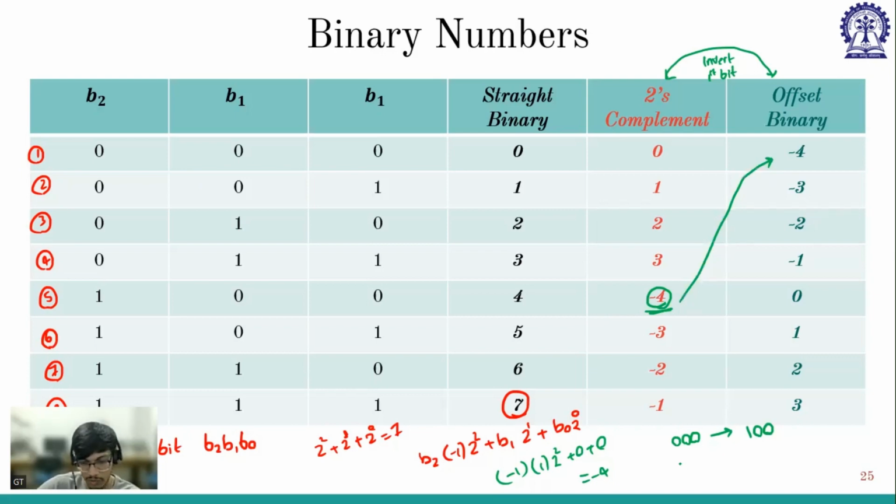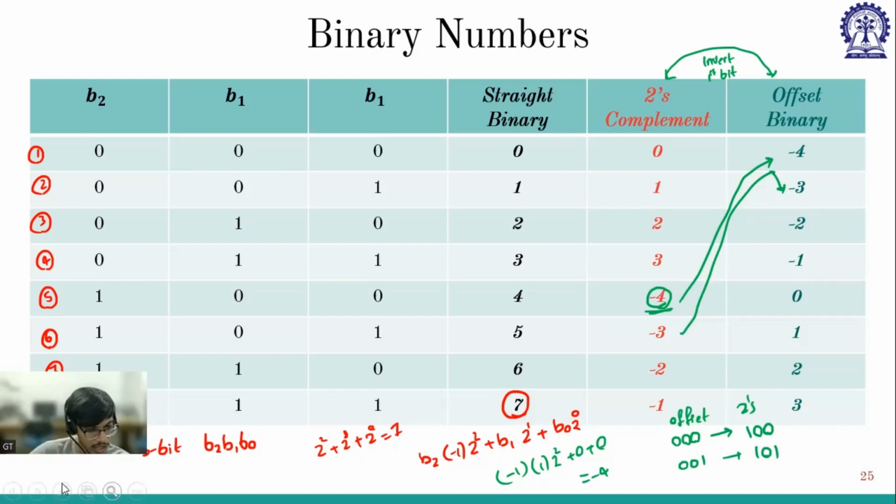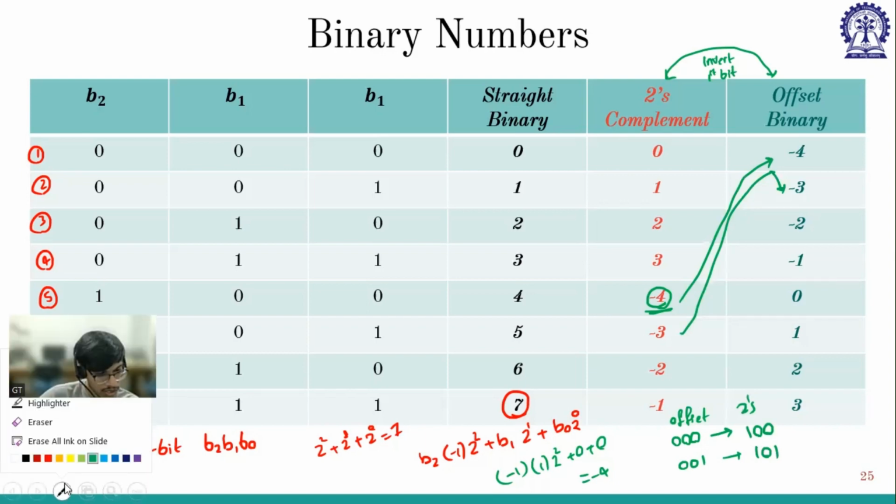And 0, 0, 1. So this is offset binary, and this is 2's complement. So in offset binary, 0, 0, 1 means 2's complement 1, 0, 1. In 2's complement 1, 0, 1 is minus 3. So similarly, you can get the other values also. This is very, very simple as you know.